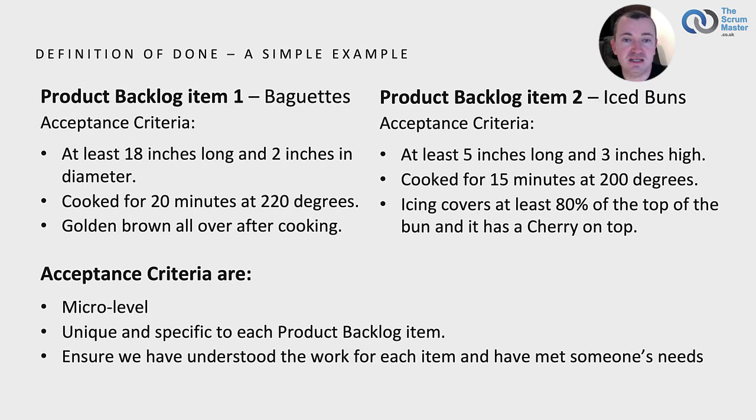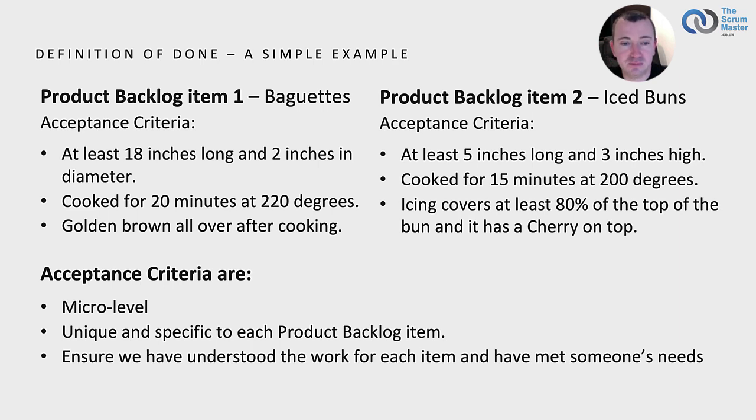Now for that simple example. I'll use a simple case that most people will be able to relate to. Imagine we run a bakery. Our product is baked goods sold in our shop to passing customers. We have 2 items to create that are currently in our product backlog. They have acceptance criteria defined to help us understand aspects of the work that needs to be carried out.